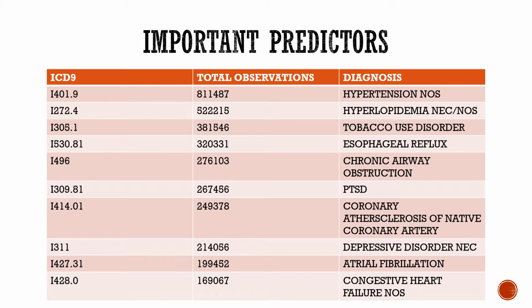On this slide here, we have the important predictors of diabetes. These diagnoses were observed the most amongst the data set that we analyzed. Number 1 was hypertension, and number 10 was congestive heart failure. After I saw what the top 10 diagnoses were, I thought it was interesting that there are a few diagnoses that are very different from each other, yet all of these are risk factors for diabetes. I don't know if anyone else thought that was interesting or if it was just me.